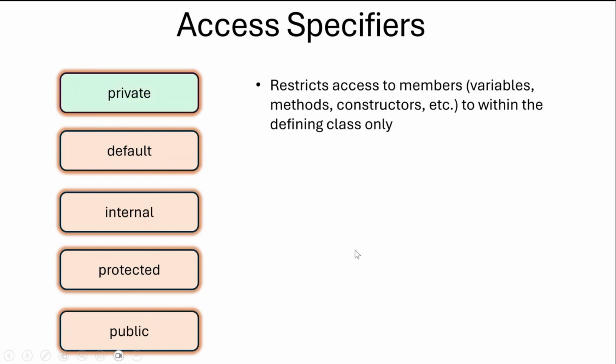Let's understand private. It restricts the access to class members like variables, methods or constructors to within the defining class only, right? So the class to which the members belong, that class only can access the private variables, methods or constructors.